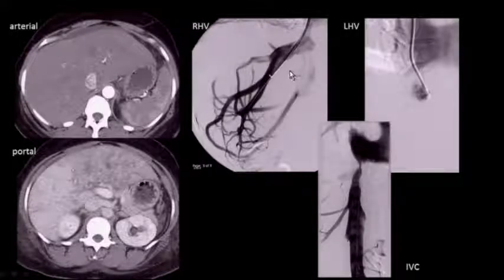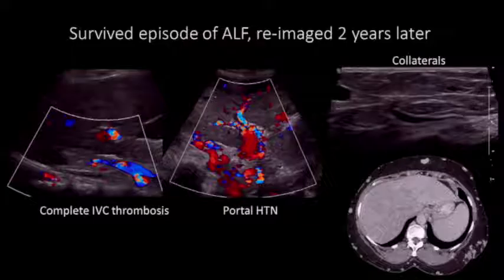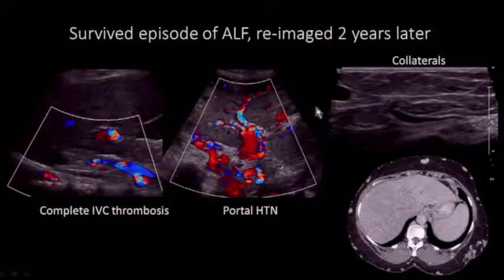When the venogram was performed, there were some normal hepatic veins in the right lobe of the liver, none in the left, and this is the marked narrowing of the inferior vena cava, which wasn't completely thrombosed. Fortunately, this patient recovered from the acute incident and did not need a liver transplant. Came back 2 years later, and you can see that the inferior vena cava did completely thrombose in the liver. There were numerous collaterals. We saw some of them in the anterior abdominal wall, and you can see them here. But the liver survived.